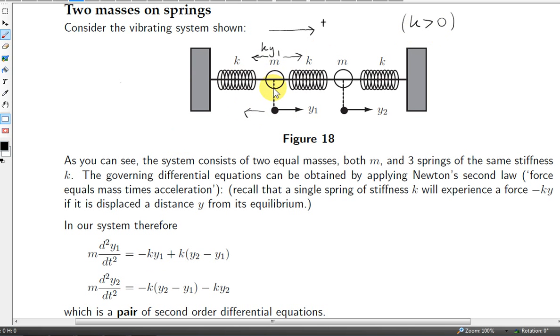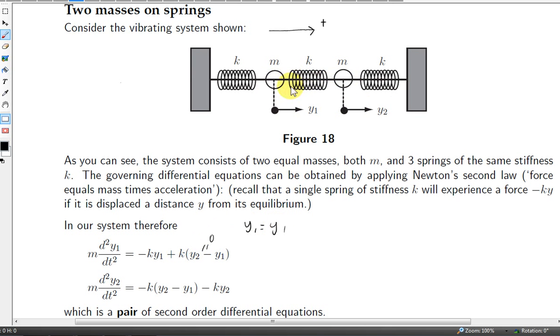Now, the second spring exerts a force on this mass, and this situation is a lot more complicated. For simplicity, let's suppose that y2, the displacement of the second mass, is equal to y1, the displacement of the first mass. Let's suppose that m2 is displaced to the right by the same amount as m1 is displaced to the right. So y1 equals y2. That means that y2 minus y1 will equal 0. So then the force on this mass due to this second spring here will be 0.